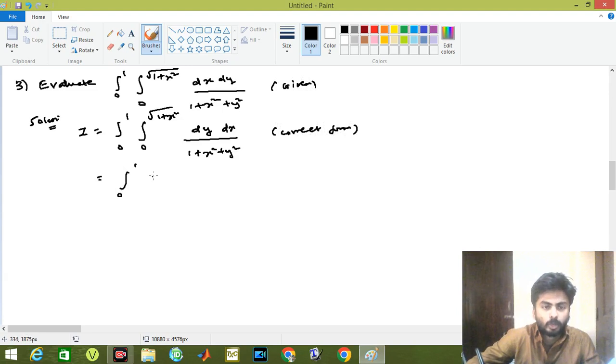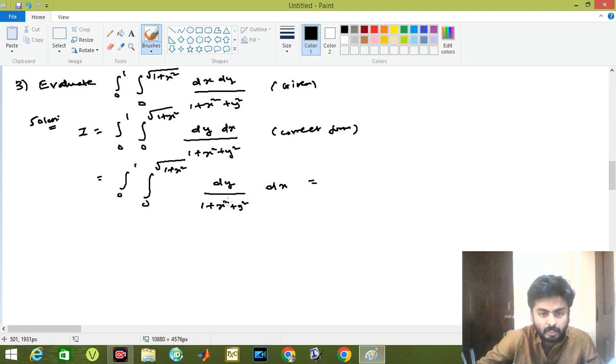Now integral 0 to 1, integral 0 to root of 1 plus x square, then you have dy divided by 1 plus x square plus y square, and then dx. So this is what we will get.